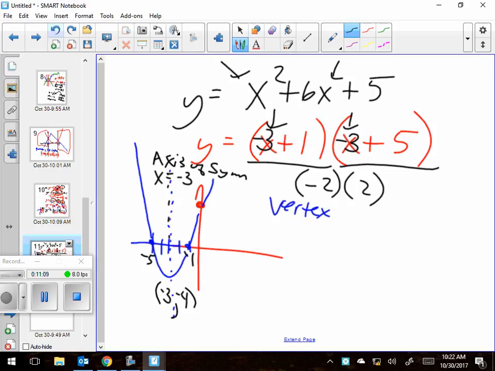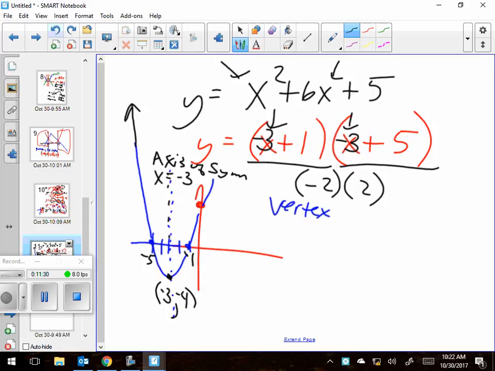Other little questions they could have asked you. Does this parabola have a minimum or a maximum? Minimum, because it's got a low spot, the lowest spot on it. Does it have a maximum? No, because it keeps going forever. So there's no maximum. Keeps going. All right. Other questions they could have asked you?